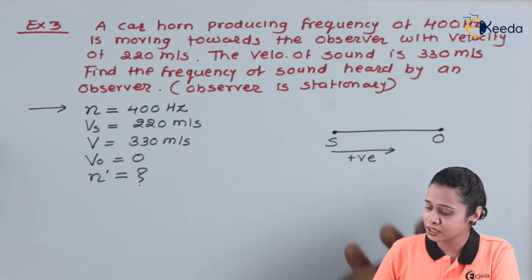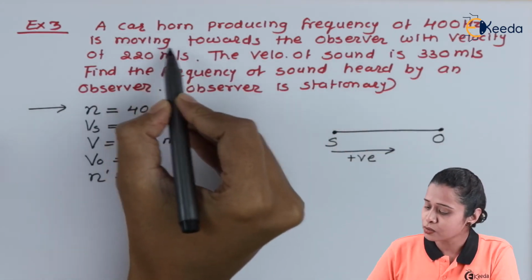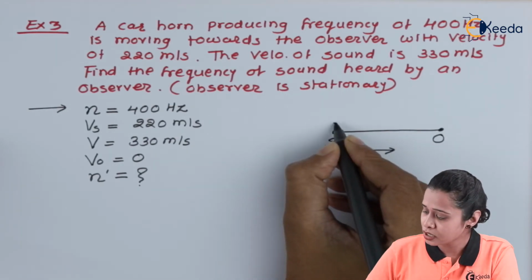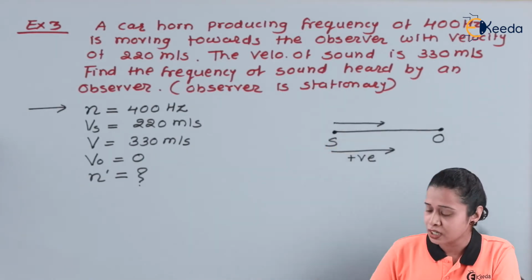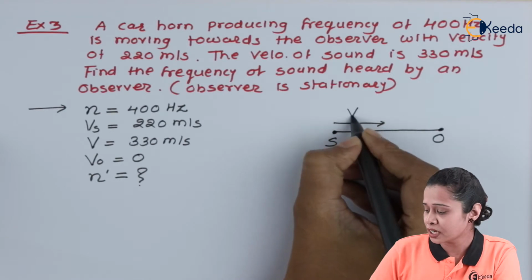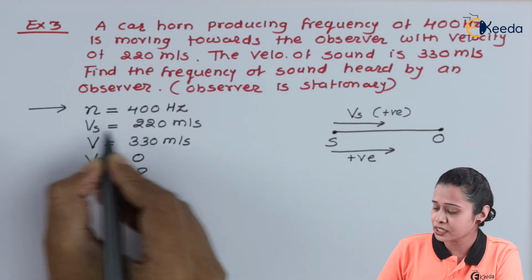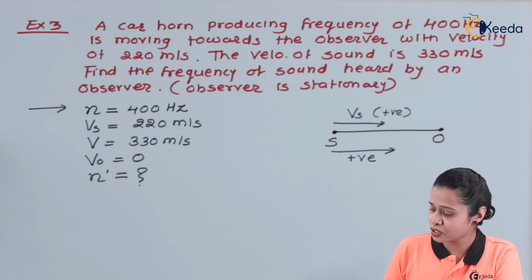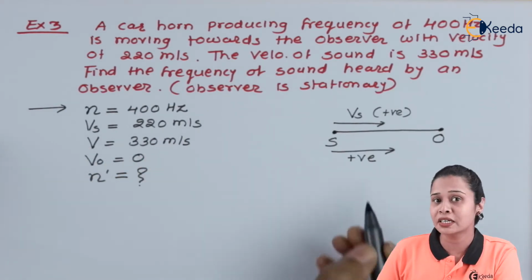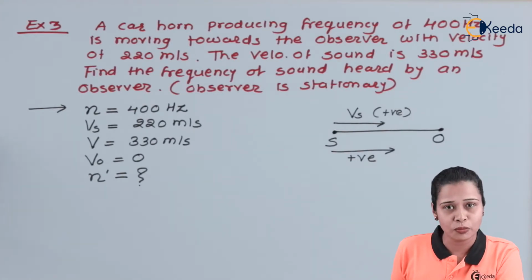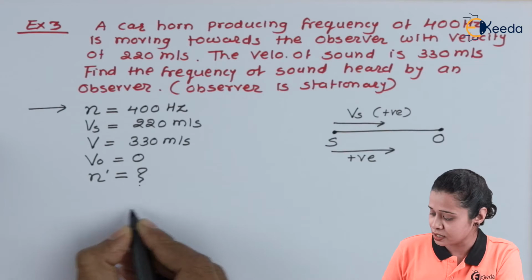Now in given condition, the car is moving towards the observer. Means the source is moving towards the observer. Means the velocity Vs is positive. This Vs value will remain the same, that is positive, because it is same as that of the direction of sound wave.